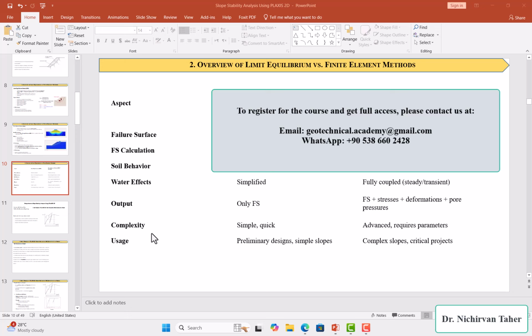And in terms of complexity, it is simple and quick for the limit equilibrium method, and in the finite element method it's advanced. As I mentioned, it requires many parameters. As for usage, the limit equilibrium method is useful for preliminary design, simple slopes, etc. But the finite element method can be used for complex slopes and critical projects as well.